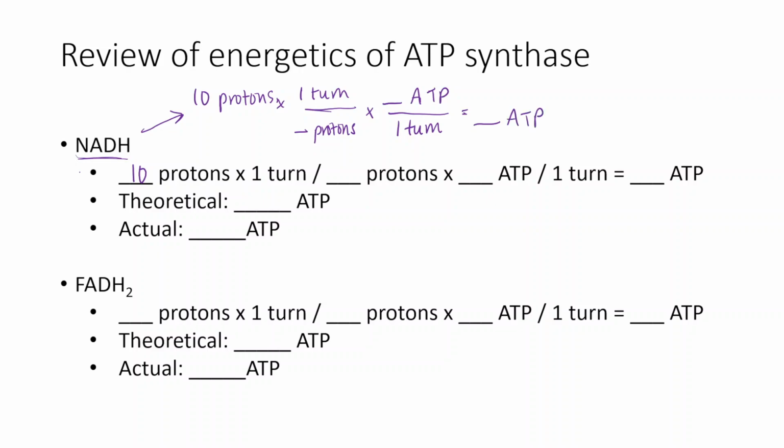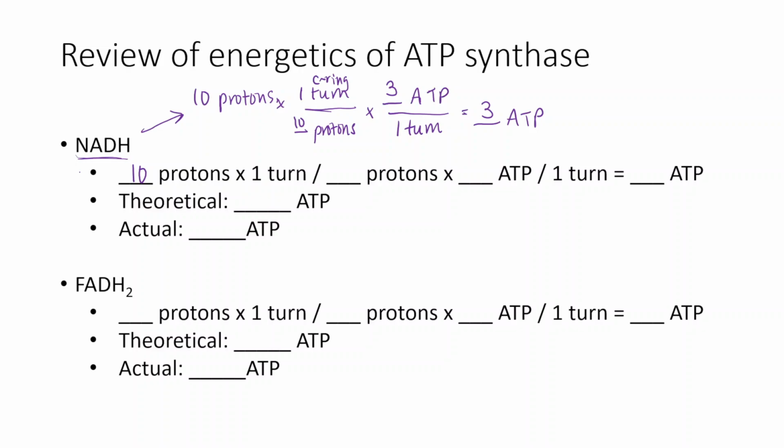Okay. So in our C ring, one turn requires how many protons? 10. And for every complete turn of our C ring, how many ATPs? 3 ATPs. There we go. So if you do all that math, what is the final number of ATP that you get? 3. This way everything cancels.